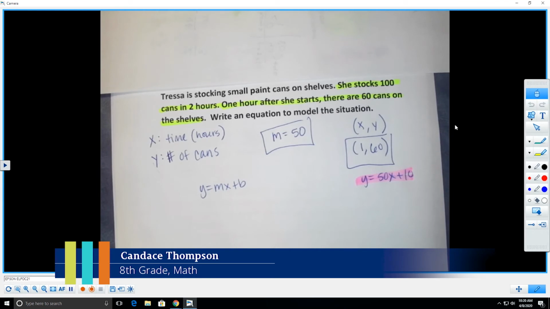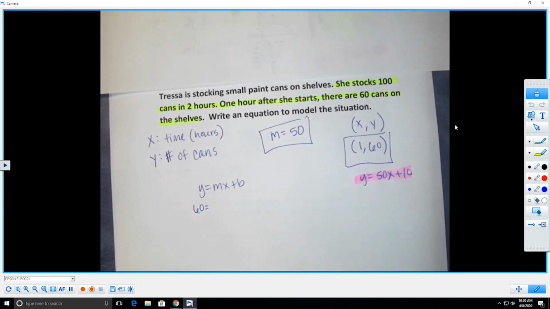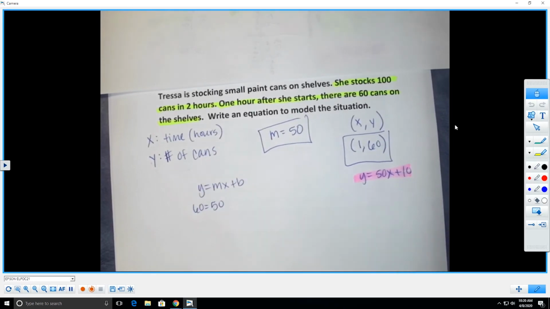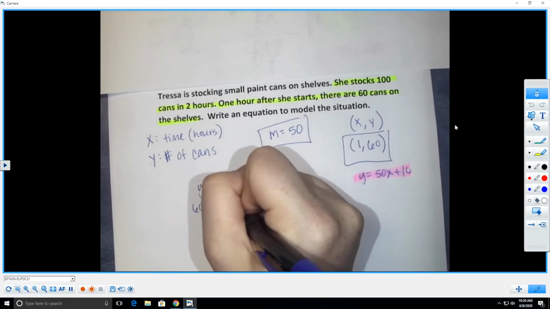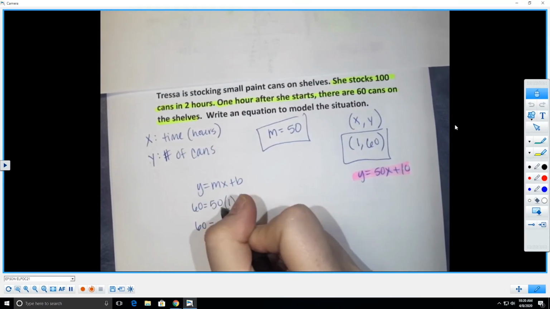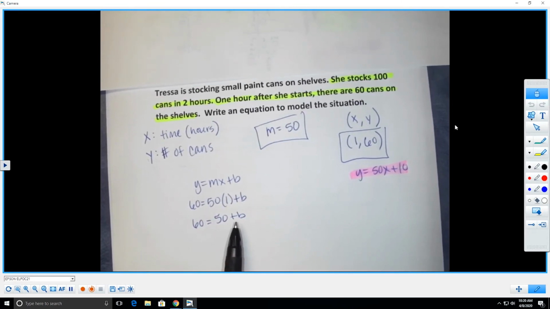Follow along with me. I used my equation and my one ordered pair. I know that my Y value is 60, my rate of change is 50, and the value of X when Y is 60 is 1. So I have that 60 equals 50 times 1, which is 50, plus B. Think about this logically. What plus 50 is going to give me 60? Right.